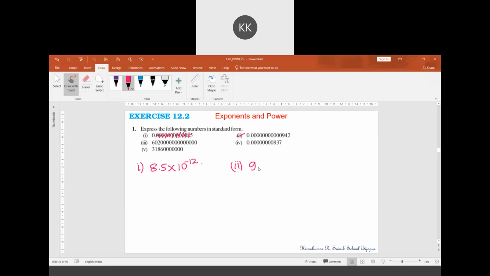Shall I write this as 9.42 into 10 raised to minus 12? Counting 10, 11, 12, it is 10 to the power minus 12. In the third one, it's a positive power. 6.02 into 10 to the power 15, counting 12, 13, 14, 15. Yes, 10 to the power 15.